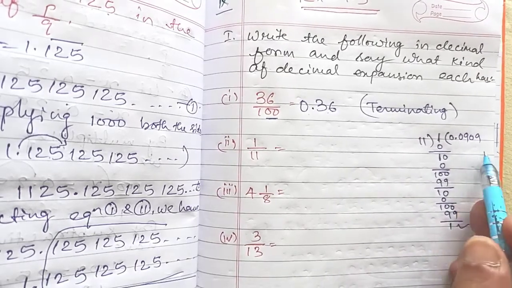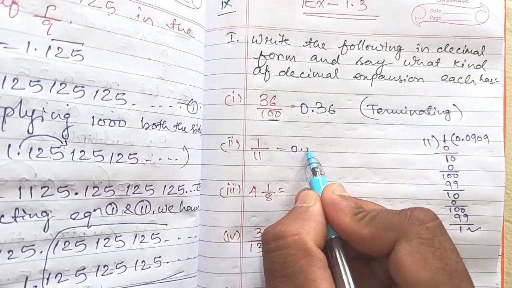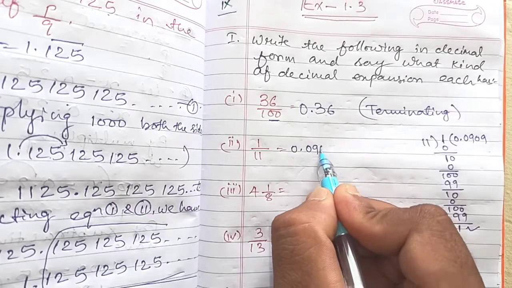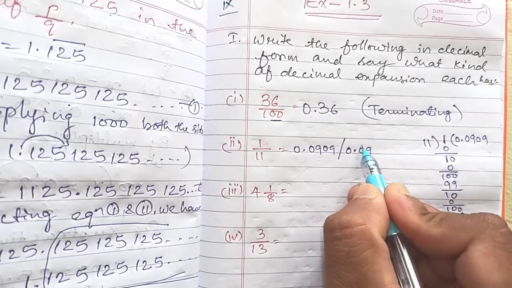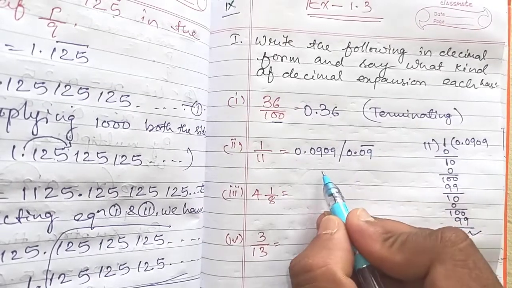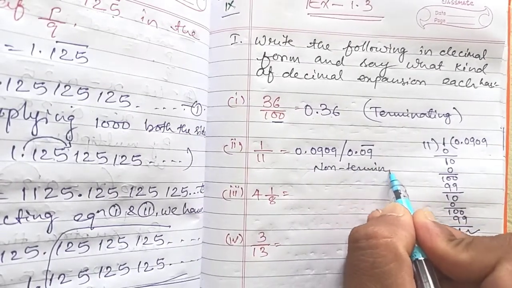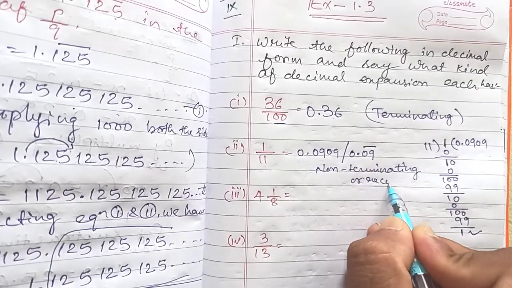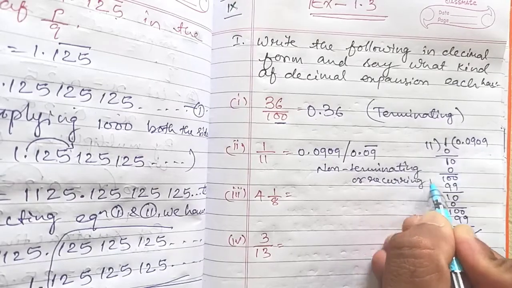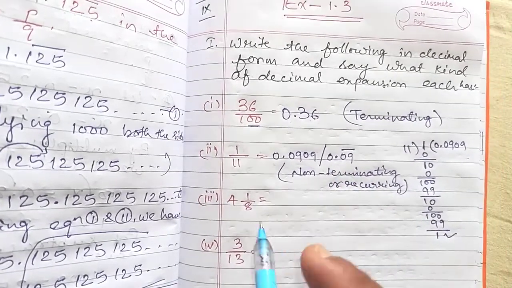So here the repetition of numbers is there. We can write the decimal expansion for this as 0.0909, or we can write it as 0.09 bar. So what kind of decimal expansion is it? It is non-terminating and recurring. Non-terminating recurring decimal expansion. Are you getting it?